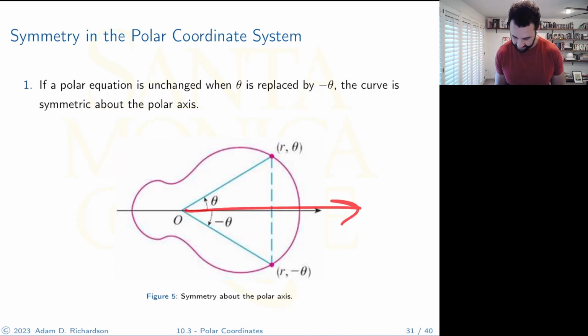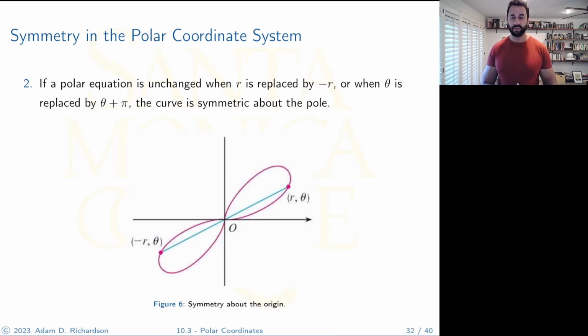So here's the polar axis. What this is saying is that if your curve has the same result, or if the equation gives you the same result if you go this way or this way, that means you're symmetric about the polar axis, right? This is the description of symmetry through the origin or through the pole. So I should say if you end up with the same results when you replace r by negative r, or when theta is replaced by theta plus pi, this is the reflection through the origin, then your curve will be symmetric about the pole.